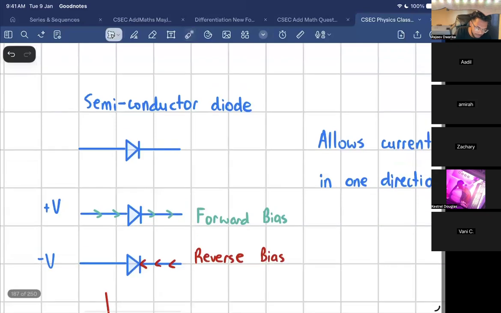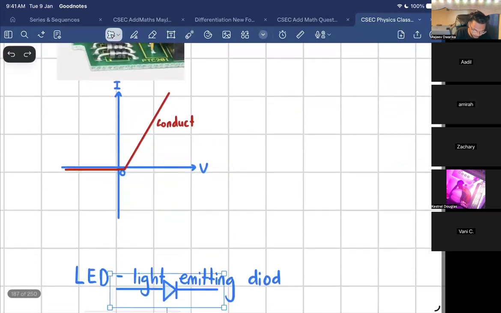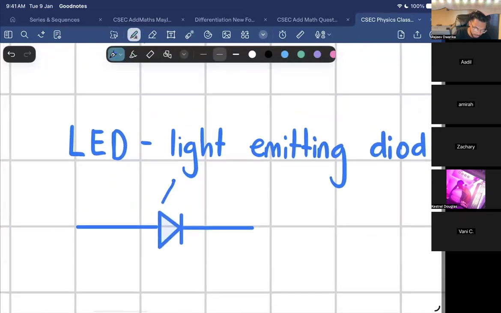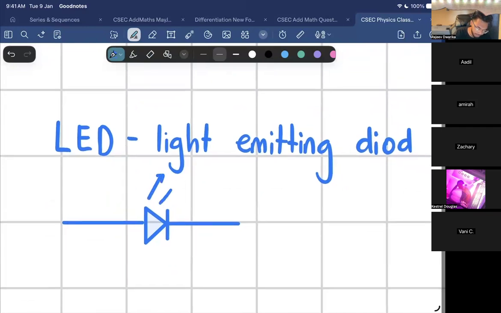It's going to be the exact same symbol. The only thing that's going to change is that now it's going to actually produce light. So let me show you what I mean. You put back the same diode symbol, and of course, you put this little symbol over here to indicate that it emits light. And that's the light emitting diode symbol.